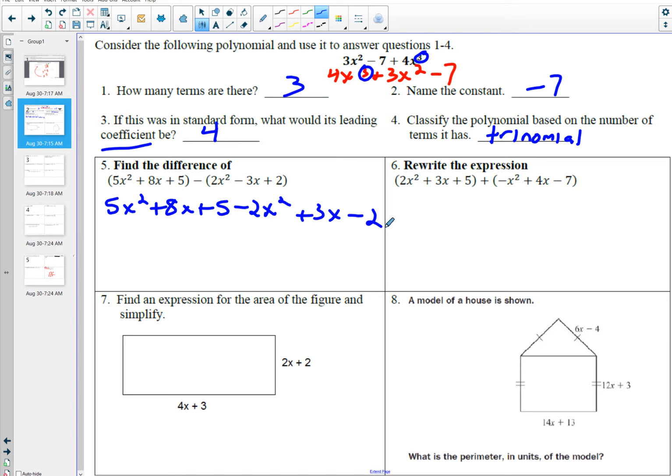Okay, now let's combine like terms. If you also want to do it in standard form, that would be fantastic. BJ, what are the first 2 terms I'm going to combine? What's 5x squared minus 2x squared? 3x squared. Okay. Now 8x and 3x. Chase, what's 8x and 3x? Good. Plus 11x.